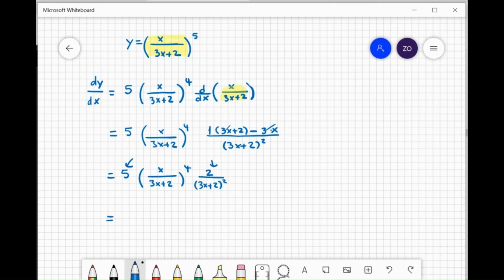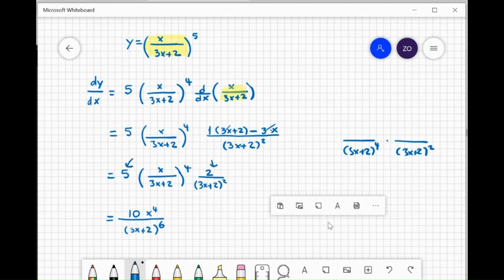I think we can write this better. Multiply 5 and 2, which is 10. And we have x to the 4th divided by 3x plus 2 in the denominator. Here it is raised to the 4th power, and here it is raised to the 2nd power. So there will be a total of 6 powers, right? In the first expression, you will get this, and in the second expression, you have this. So when you multiply, you have 6 factors of 3x plus 2.